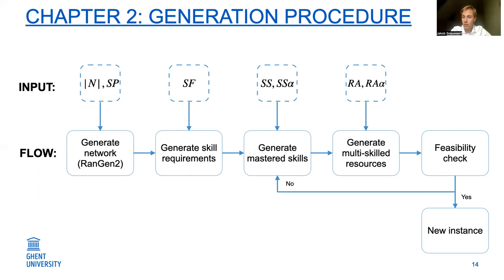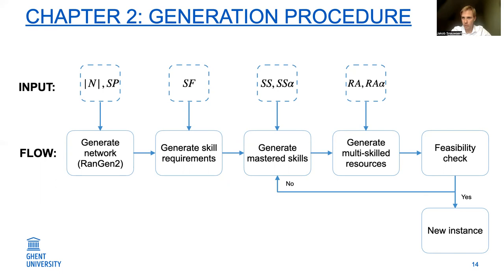This feasibility check is needed because even though we generate enough skills for the requirements, it can sometimes happen that due to the skill constraints, the instance is actually not feasible and the workforce cannot feasibly execute all activities in the project. If that happens, we work with a rejection method and we just try to generate a new multi-skilled workforce.